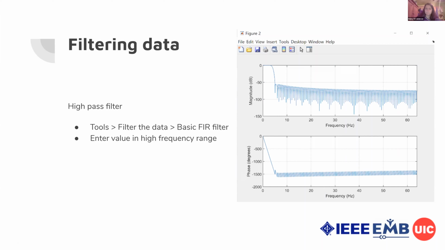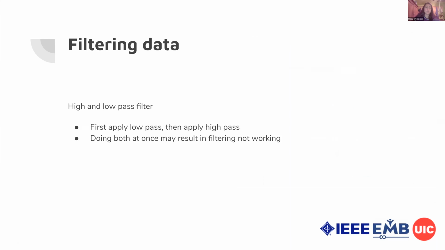And then for the high pass filter, I think I chose 4 or 5 for the high frequency. I think 5. Same process: tools, filter the data, basic FIR filter, and then just fill in the high frequency range. Now, if you're trying to do a high and low pass filter, you're not going to want to do them all in one swoop.